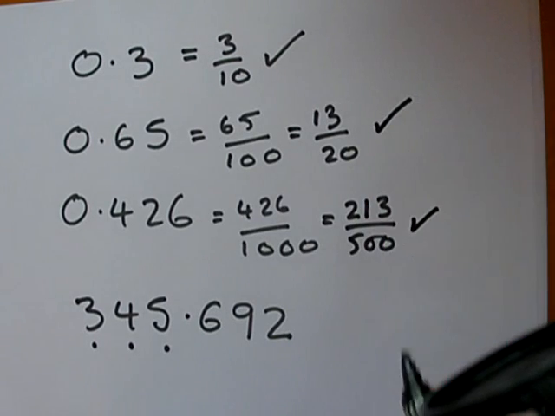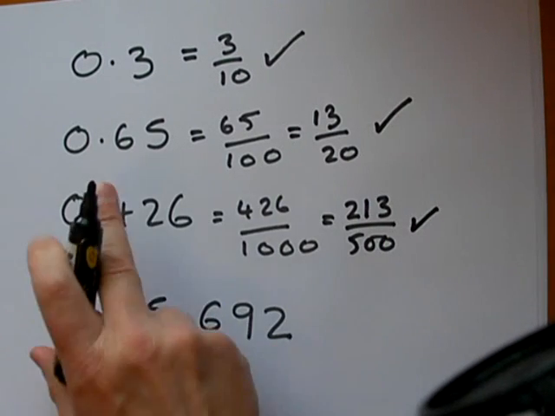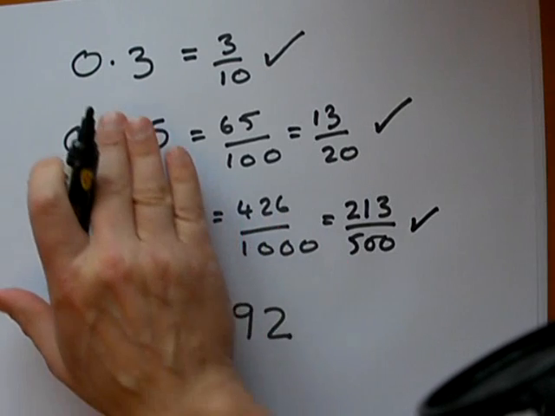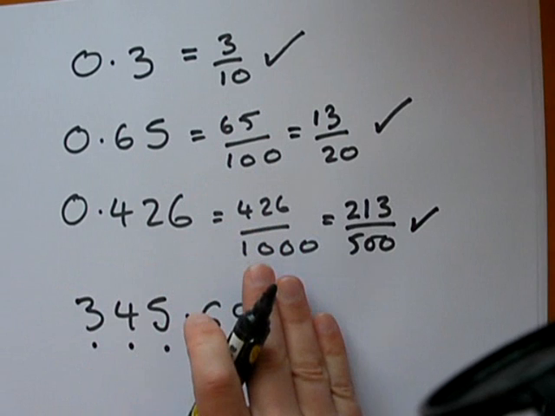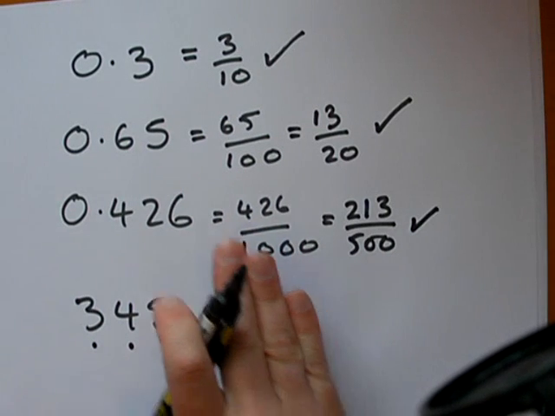So what you're looking at trying to do when you're turning decimals into fractions is think about what it means, write it out of 10 or out of 100 or out of 1000, and then if you can, cancel down.